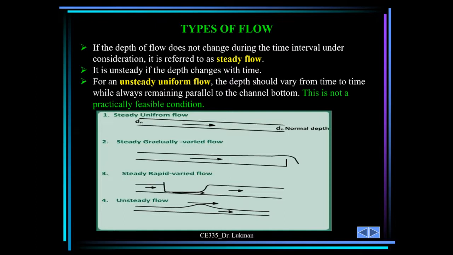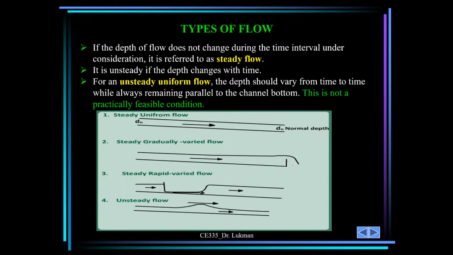So for steady flow, you have flow occurring, and at every point in time, the flow parameters do not change with time. Meaning at any section, at any position, at any location, when you observe the flow, the depth doesn't change with time. When we say depth, we mean the velocity is the same at that section. There is no fluctuation.